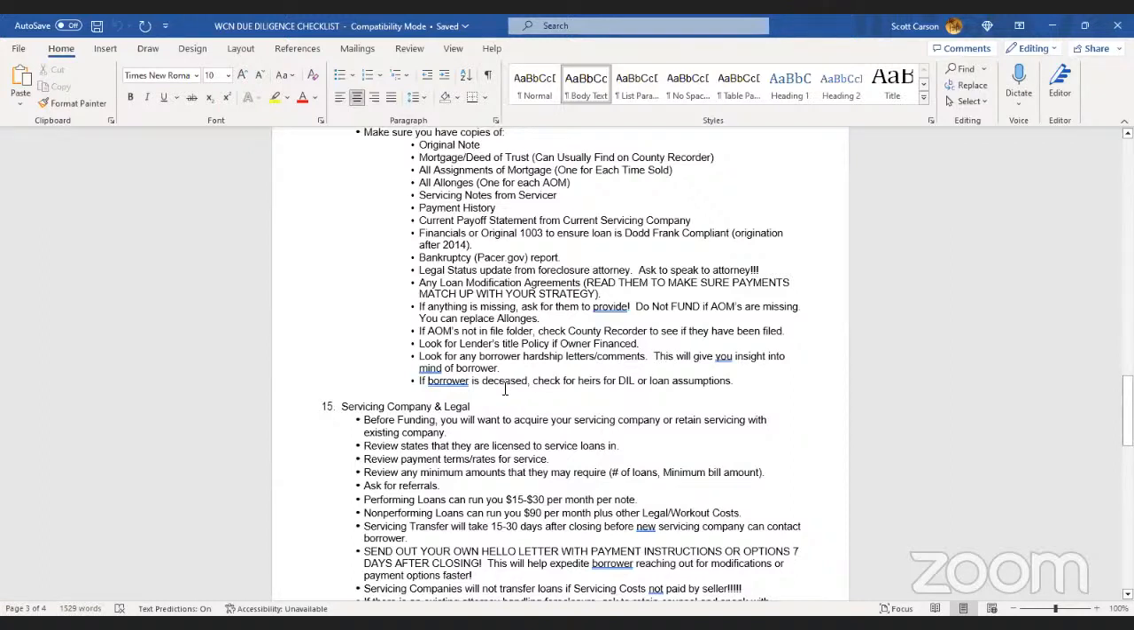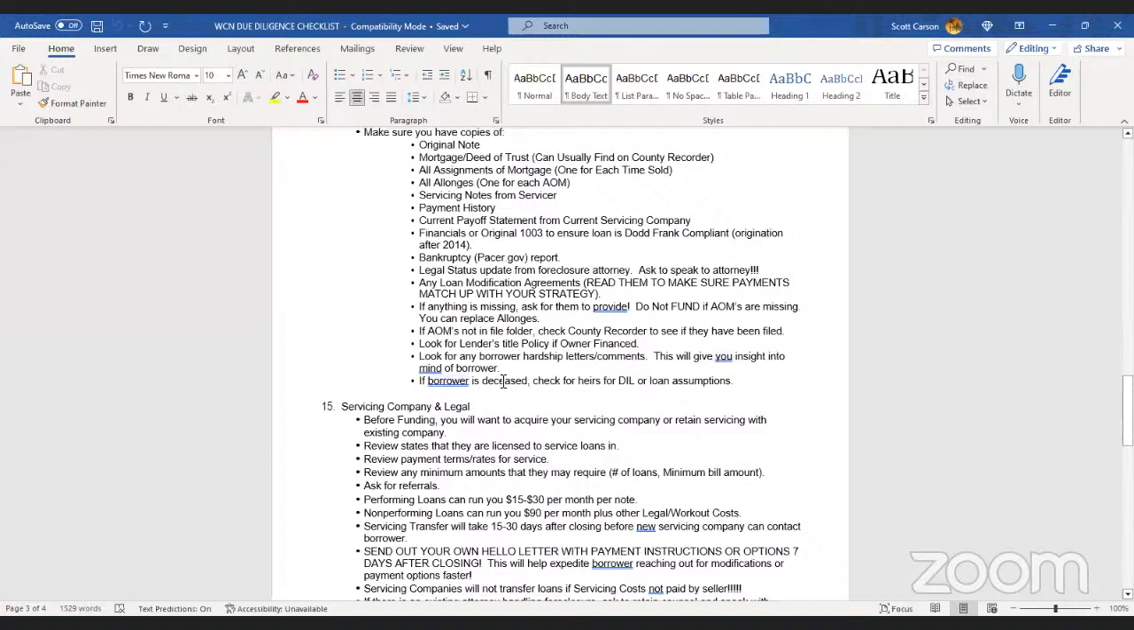Look specifically too for hardship letters that the borrower may have sent in, letters, short sale docs, any type of hardships. If it's a good hardship letter, the borrower will tell you what they would like to try to accomplish on a loan mod, a deed in lieu, whatever it is. This will literally give you insight into the mind of the borrower, which is so valuable for you.